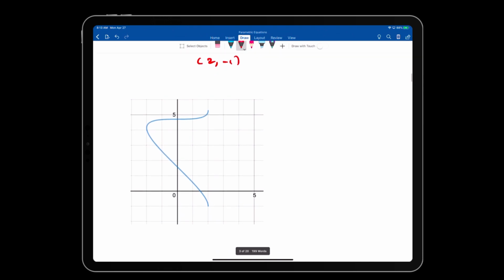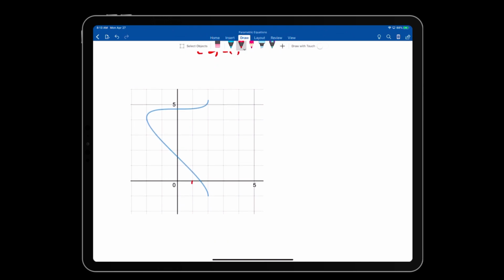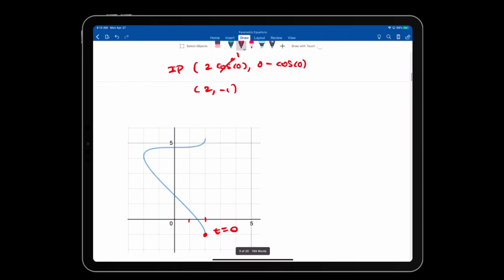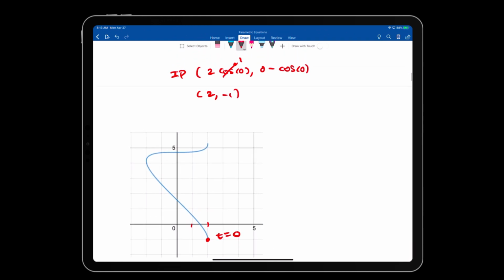So you go, okay, where's (2, negative 1)? Well, go to the right 2, down negative 1. This happens when t is 0. So I'm going to make a guess here. We're going to use some common sense. For this curve, it probably is going to go in this direction as t increases. So I'm going to plot these points as t increases.